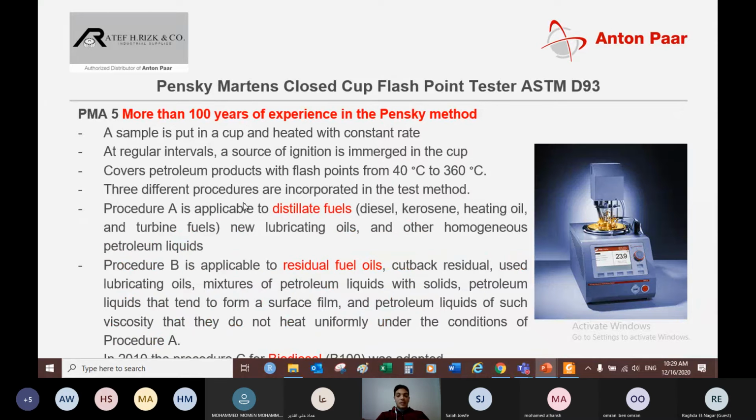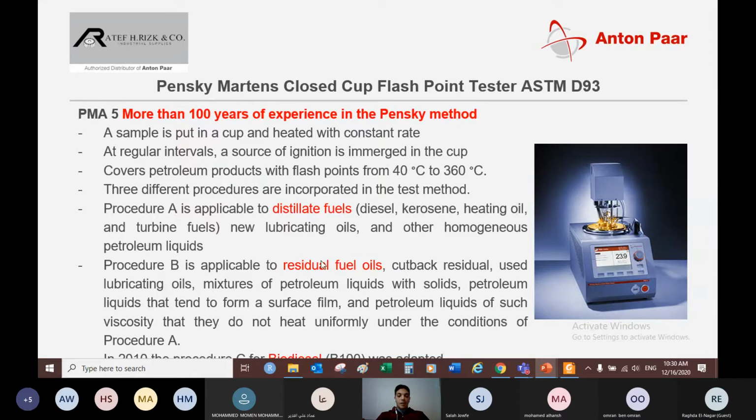The next one is Pensky-Martens, and when we talk about Pensky-Martens, we should talk about Anton Paar. Why? Because Mr. Pensky, who invented this method, is the owner or founder of the Petrotest company, which is now called Anton Paar ProTec. So Anton Paar has more than 100 years of experience in the Pensky method. And this is an extension of Mr. Pensky, the initiator of the method. This is why we come to this instrument, PMA5, which is a fully automatic instrument that deals with different kinds of samples, such as distillate fuels, residual fuel oil, and biodiesel.